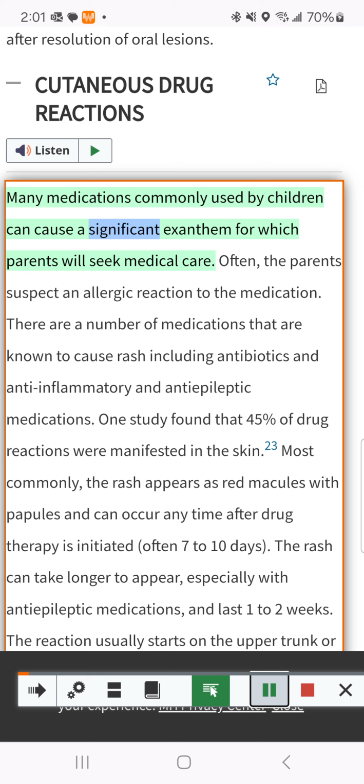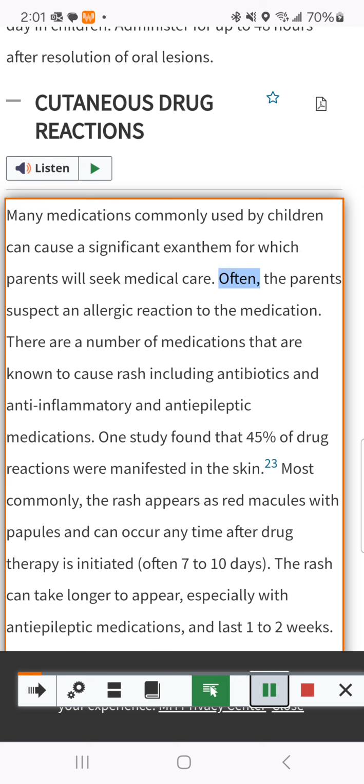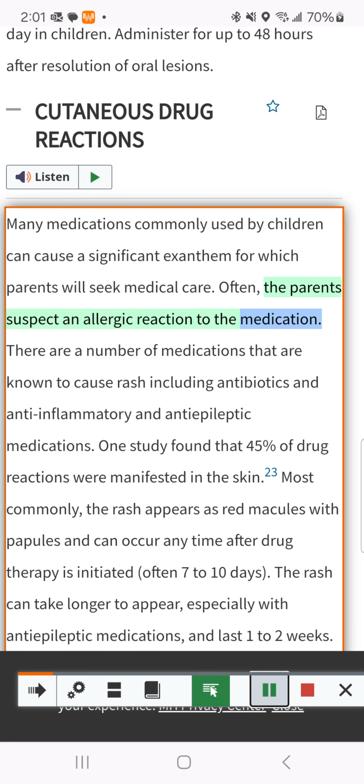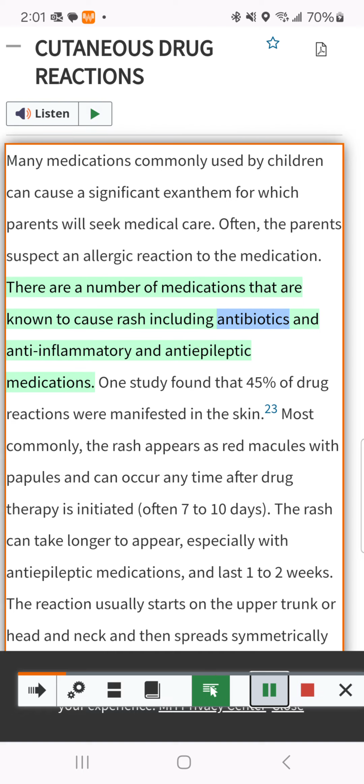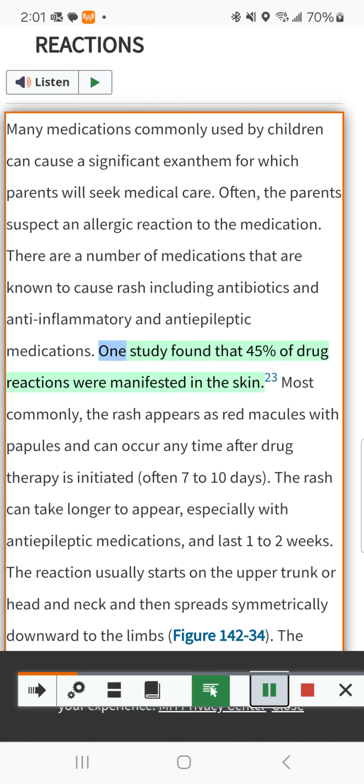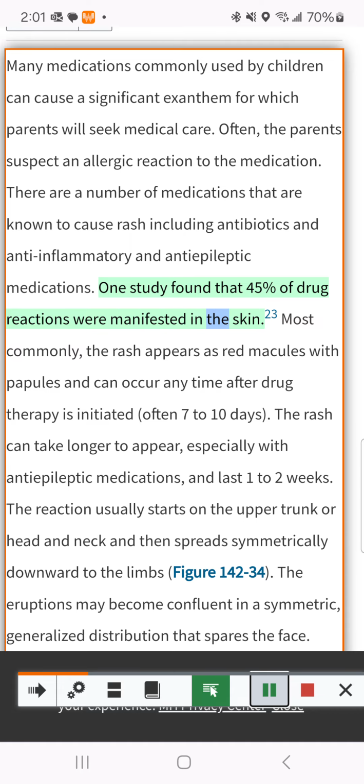Many medications commonly used by children can cause a significant exanthem for which parents will seek medical care. Often, the parents suspect an allergic reaction to the medication. There are a number of medications that are known to cause rash, including antibiotics and anti-inflammatory and antiepileptic medications. One study found that 45% of drug reactions were manifested in the skin.